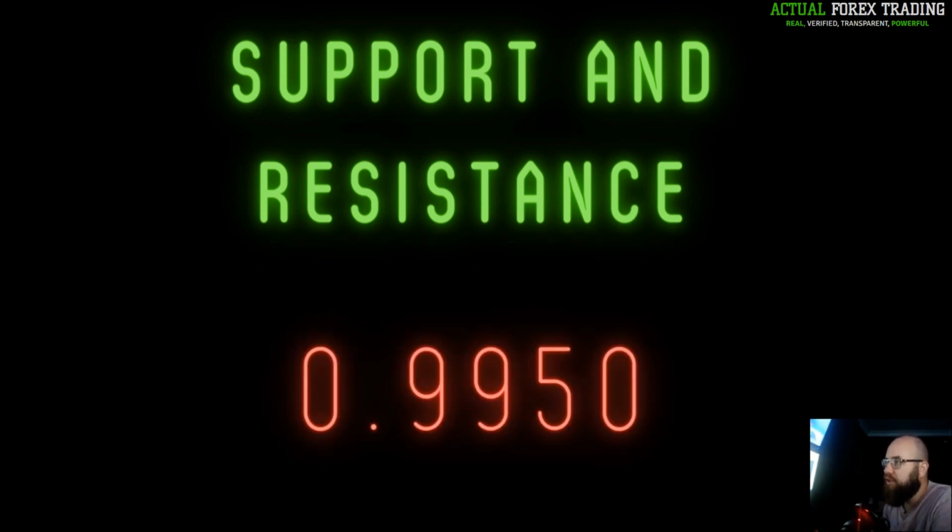Okay, psychological support and resistance. I have a price up here, 99.50. That is a psychological number within a financial market, more specifically in the Forex market. Psychological areas, prices, levels, whatever you want to call them, are key numbers, key prices where people like to get in and out of trades. Because people are buying and selling at these key prices, it causes market reaction.